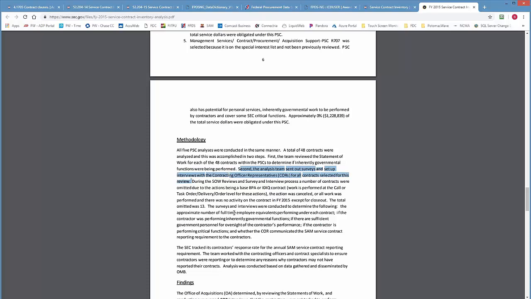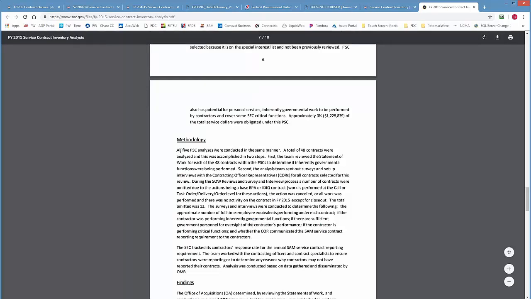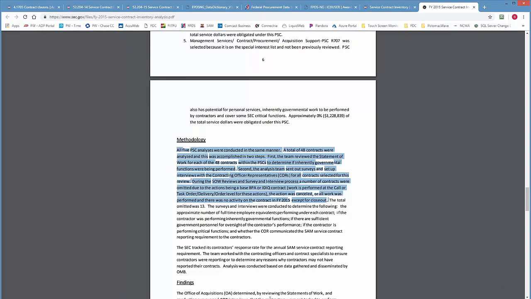Hey, we're spending this much money on our acquisition support. They're looking at statements of work, interviewing CORs, among other things to determine if IGs are being performed. So that's really, I would say, SEC in this case should be held up as an example of how to combine the SCI reporting from the contractors, the tagging of the awards, with the actual qualitative analysis.